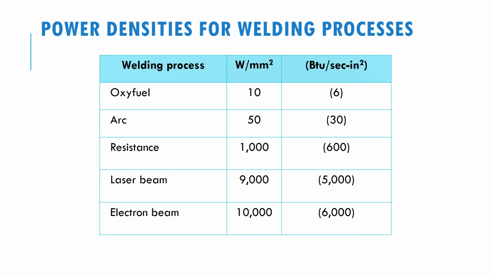As a comparison, in the table you will see that for oxy-fuel gas welding, the estimated power density is around 10 watt per mm squared. For arc, it is around 50 watt per mm squared. Resistance welding is 1000, laser beam is 9000, and electron beam is 10,000.